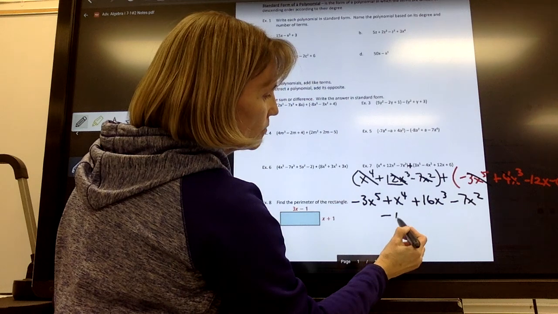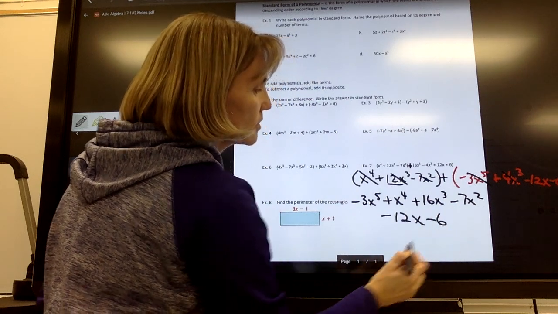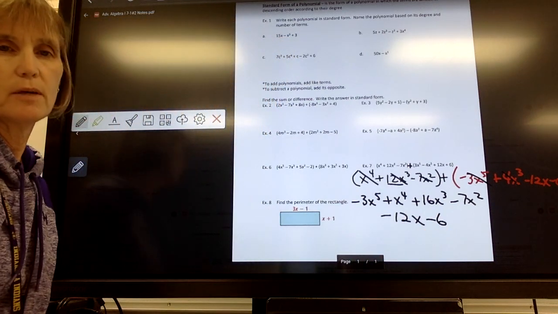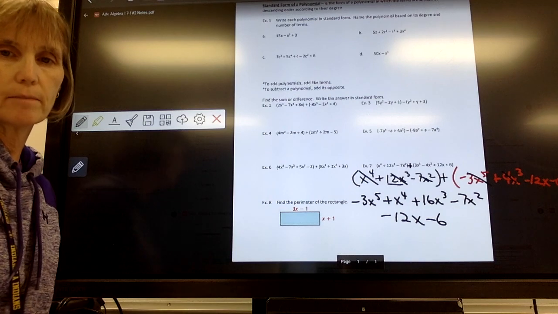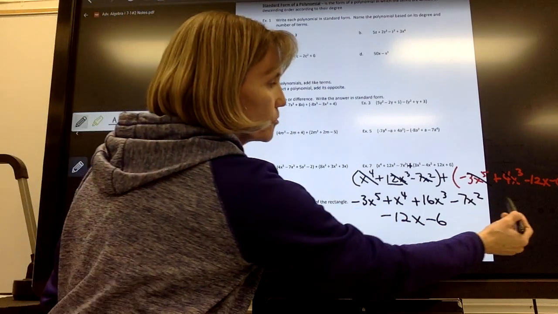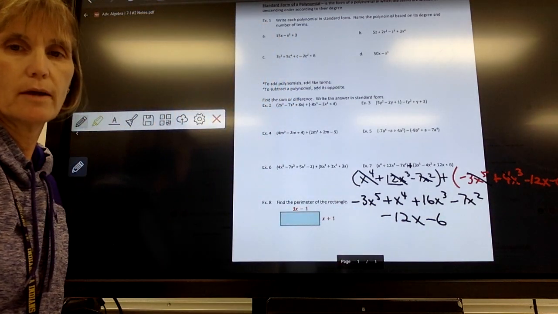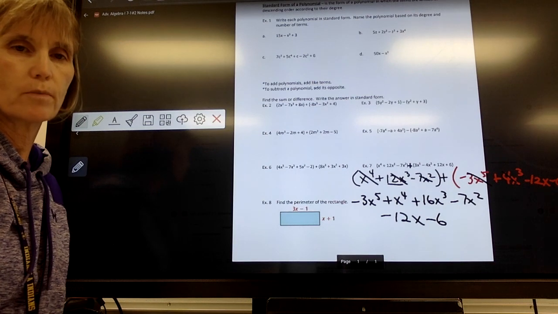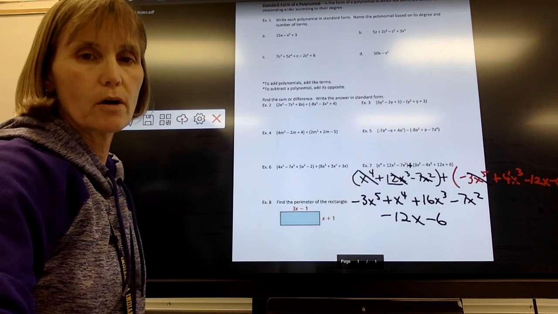I've got a negative 12x and a negative 6. Now there wasn't a lot there that could be combined, but you combine what you can. And then the rest, this would just trail out to the end. Okay, and it's in descending order, so standard form. Okay, now you can work on that next worksheet.